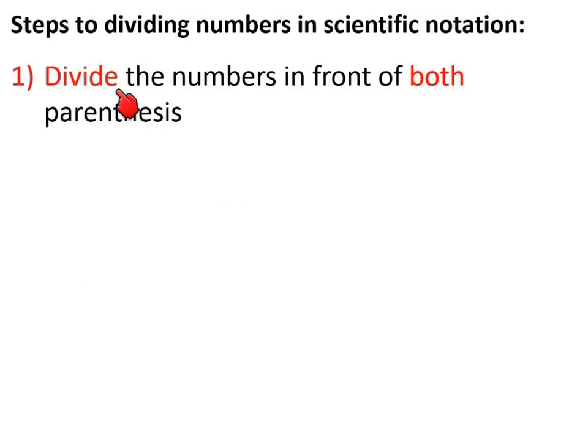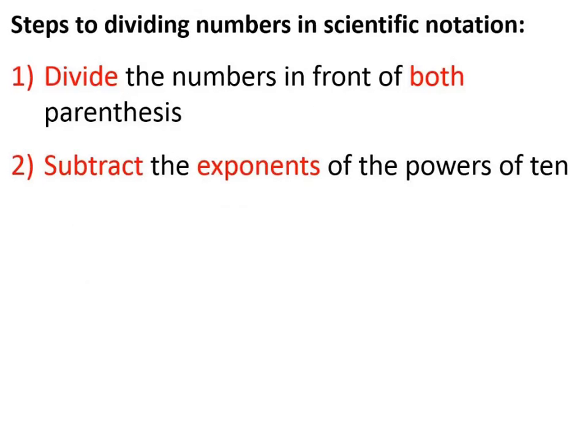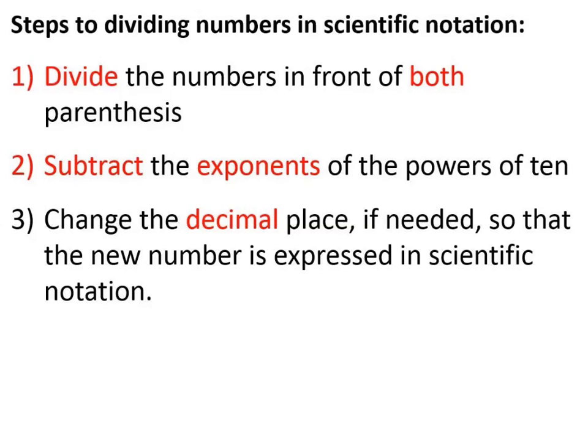We need to divide the numbers in front of both, and remember, we're going to take that parenthesis, and we're not going to call it parentheses, we're going to call it the times symbol. So that times symbol. And then step 2, we subtract the exponents of the powers of 10. Step 3, we need to change the decimal place, and this is only if it's needed, so the new number is expressed in scientific notation.